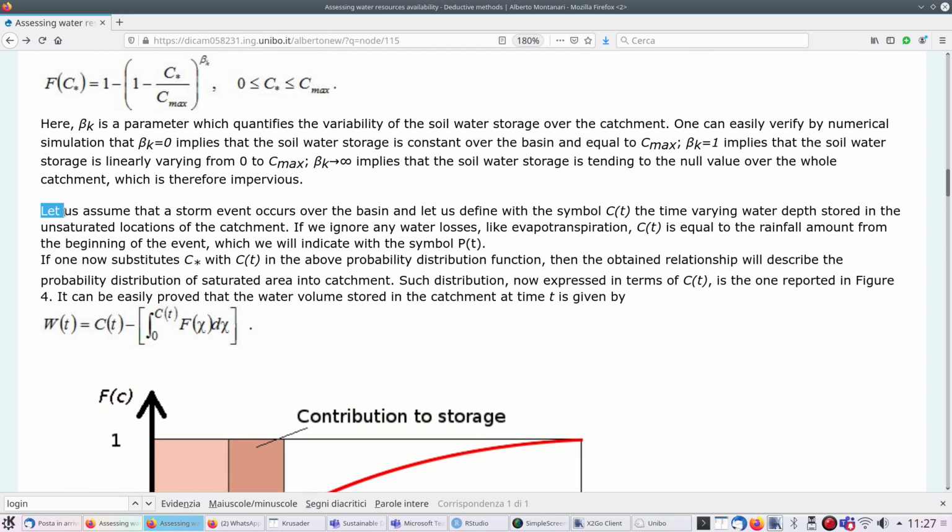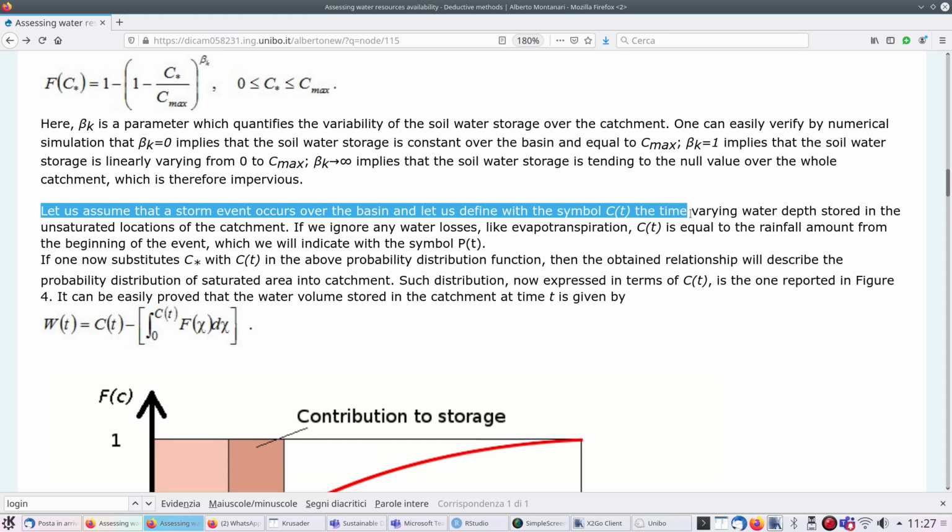Good. Now, let's turn to the next consideration. Let's assume that a storm event occurs over the basin, and let us define with the symbol C(t), time varying, the time varying water depth stored in the unsaturated location of the catchment. This is another thing that you have to make clear in your mind. So C(t) is a time varying quantity. What is C(t)? It's the water depth that is stored in the unsaturated location of the catchment.